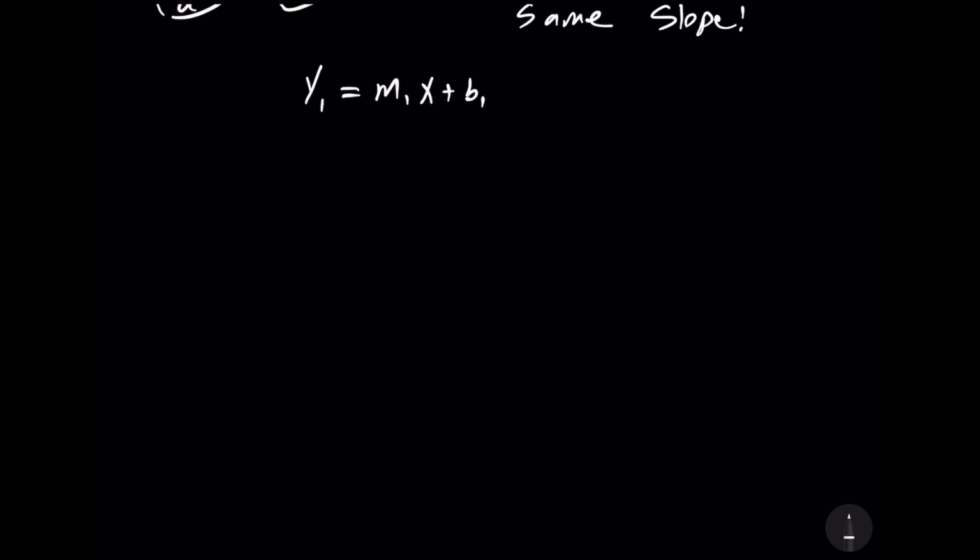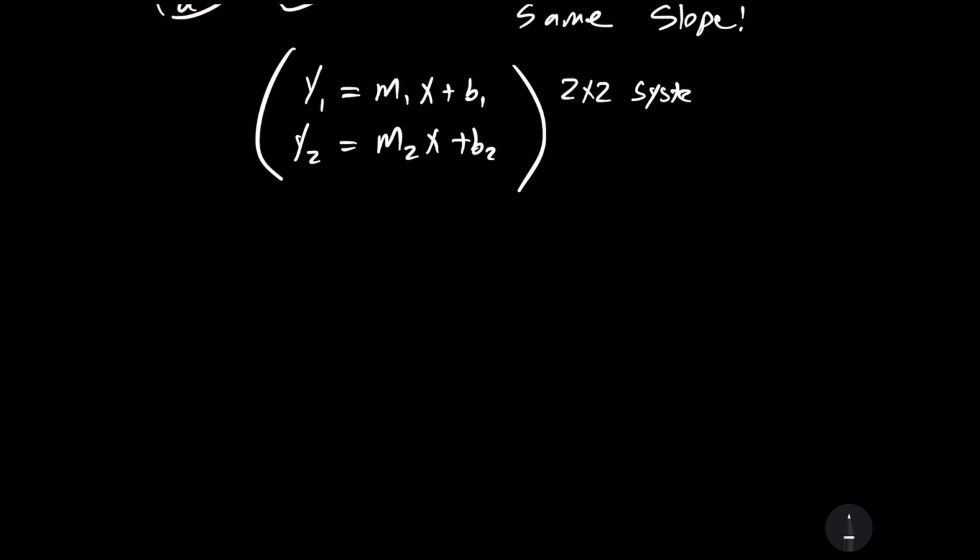So let's try it. And this is utilizing, in a way, we might say, concepts from linear algebra, when you have systems of equations. So let's say we have y sub 1 equals m sub 1 x plus b sub 1, y sub 2 equals m sub 2 x plus b sub 2. So that's a 2-by-2 system of linear equations. Now we're given that there is no solution.